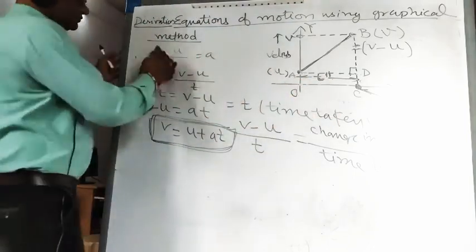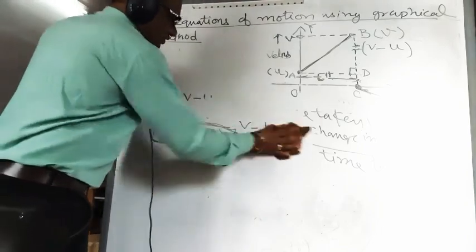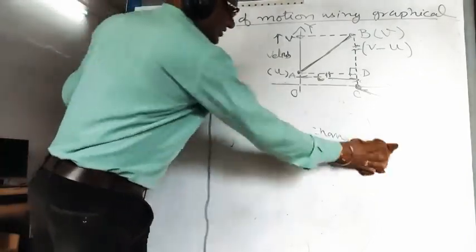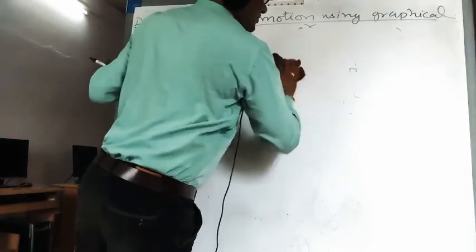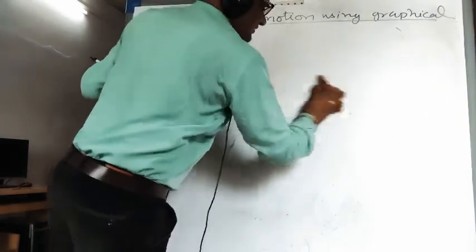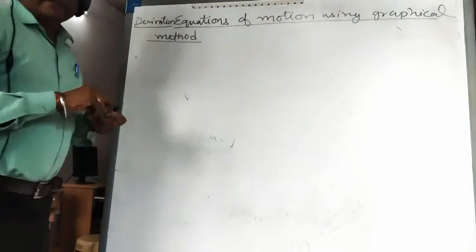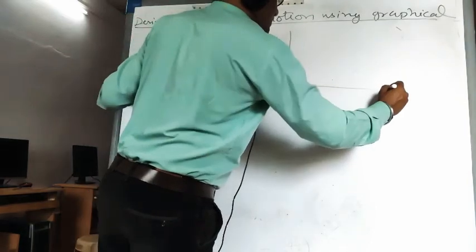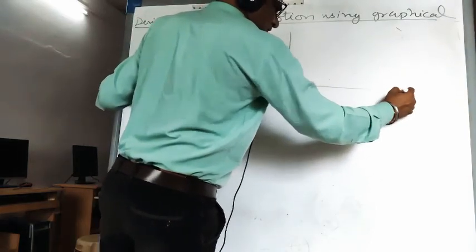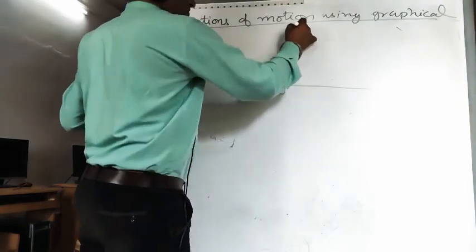By using the same graph, again I am plotting the graph. Let us plot the same graph and find out the second equation. Let us derive the second equation of motion. Plot the graph again: velocity time graph for constant acceleration.